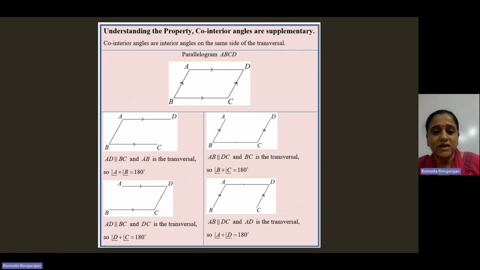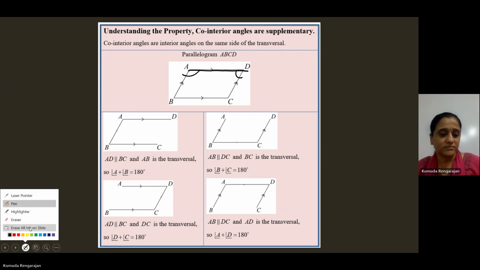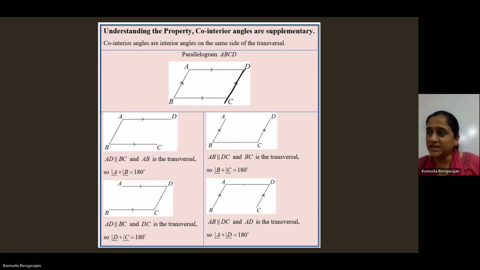It's very easy. If you take the side BC, angle B and angle C are adjacent angles. If you take this line AB, angle A and angle B are adjacent angles. AD: angle A and angle D are adjacent angles. DC or CD: angle C and angle D are adjacent angles.